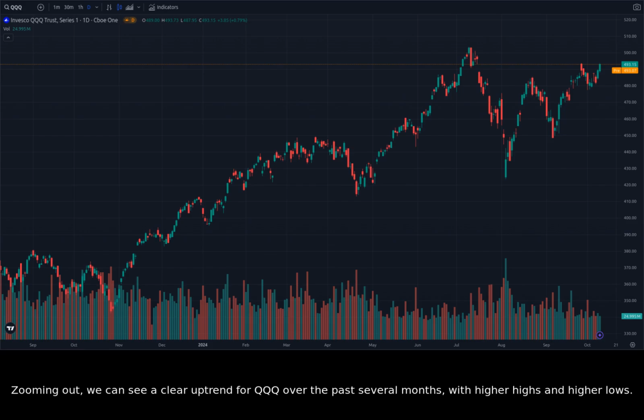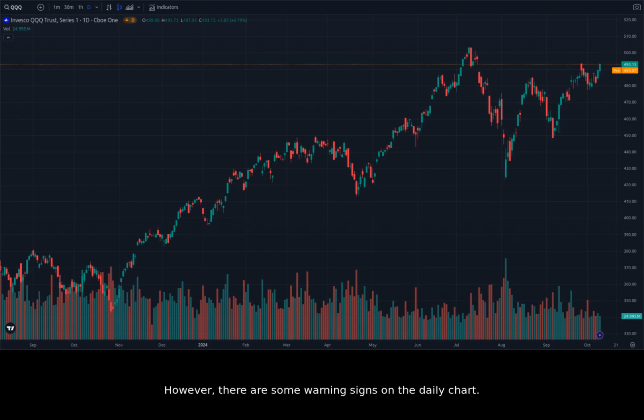Zooming out, we can see a clear uptrend for QQQ over the past several months, with higher highs and higher lows. The current price is hovering near the top of the recent trading range, which suggests that the bulls are in control. However, there are some warning signs on the daily chart.